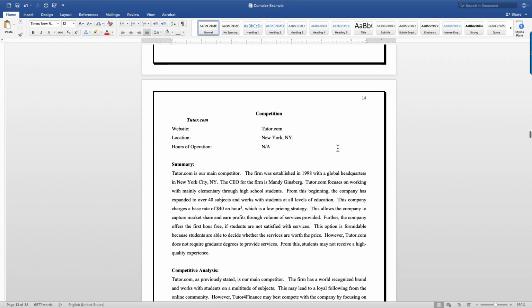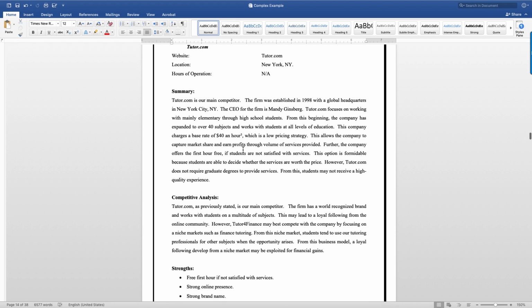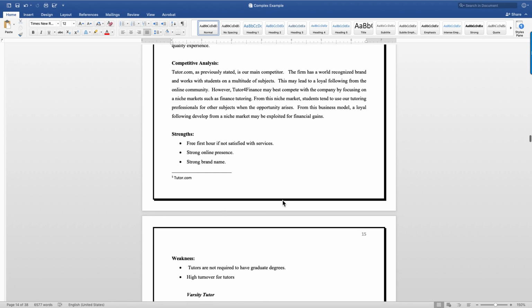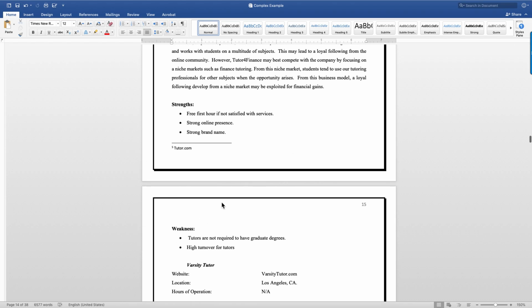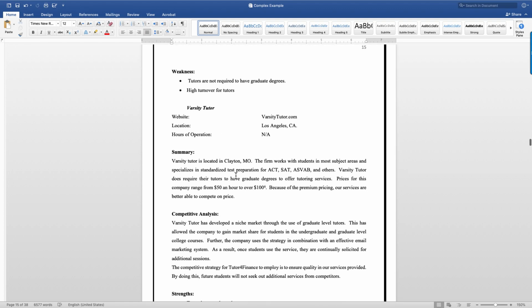The next section is going to be competitors, and for the competition, I briefly introduce the competition, what is their website, where they're located, what are their hours of operation. I summarize the competitor, and then I do a brief competitor analysis, and then I summarize again the strengths and weaknesses of that competitor as compared to your company, or as to the market as a whole. And I do that with 2 different competitors.